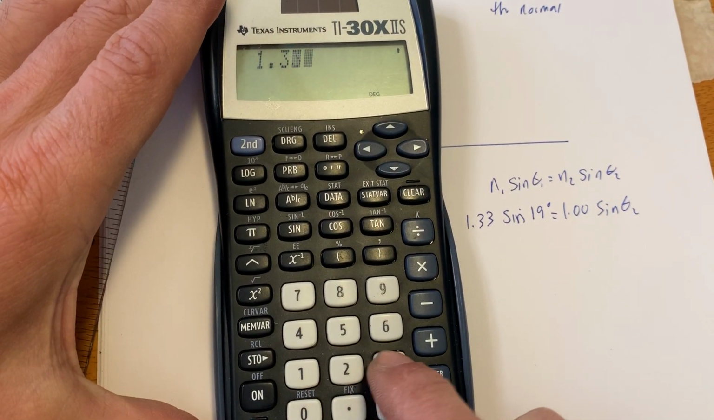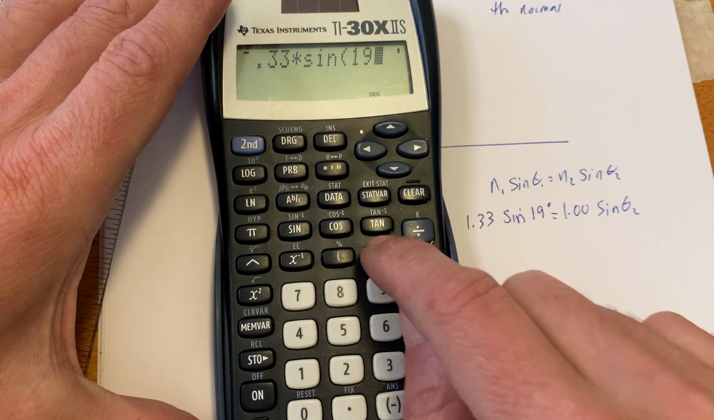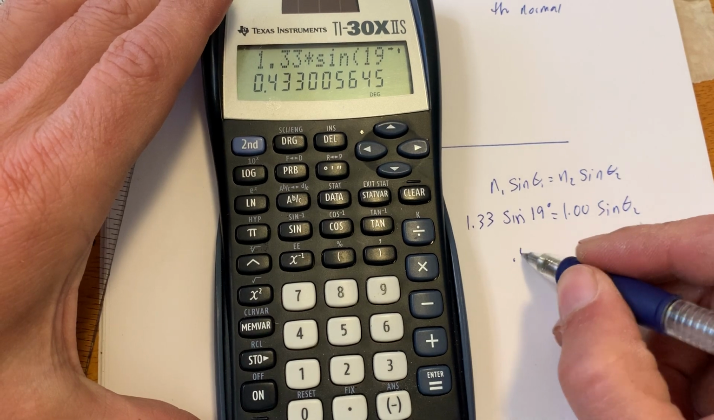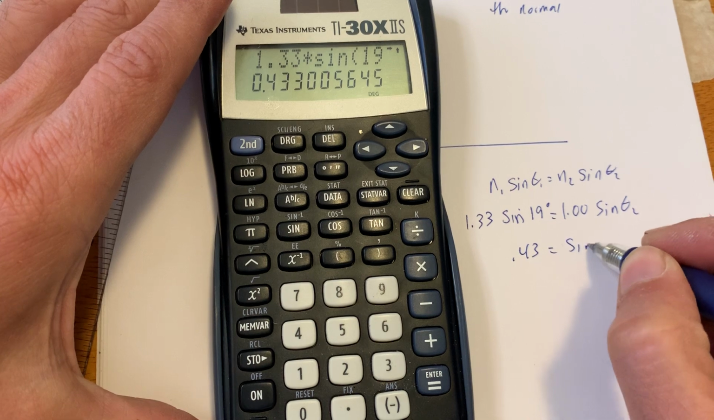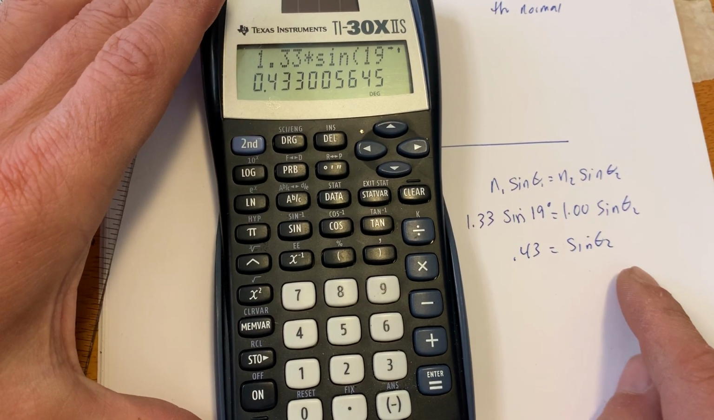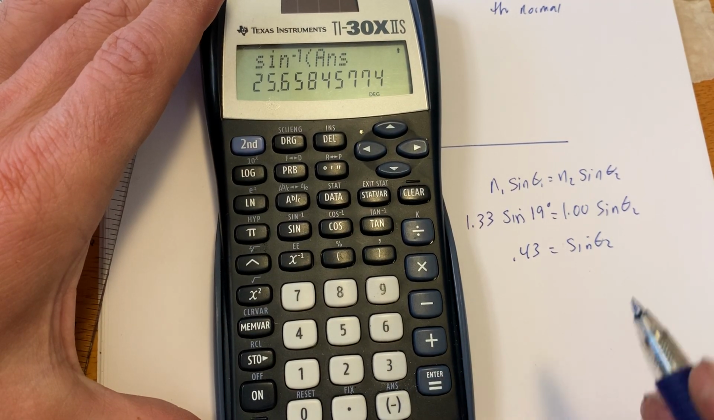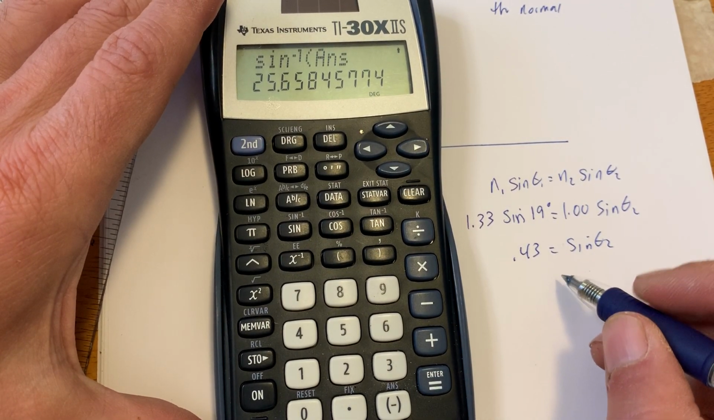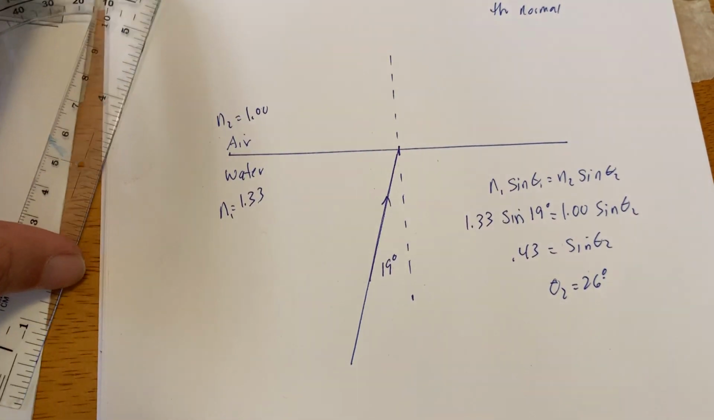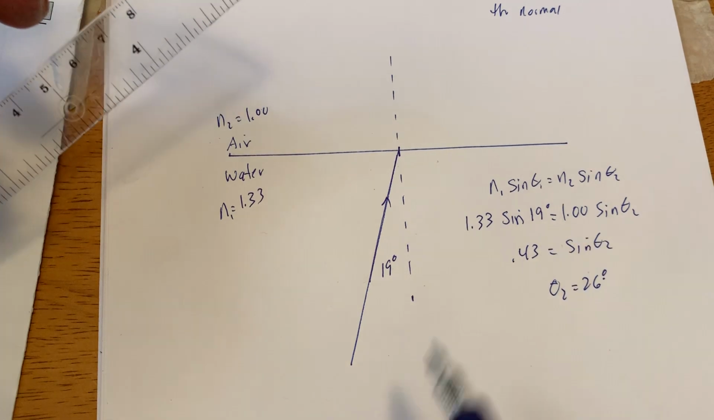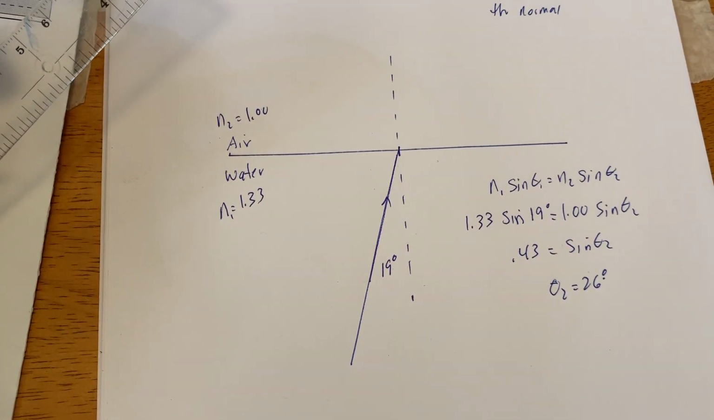So 1.33 times sine of 19 equals 0.43. I'm going to leave that, it's dividing, that's sine theta 2. So I'm going to have to get the arc sine: second, sine, second, answer, enter. 26 degrees. So we're going to write 26 degrees.